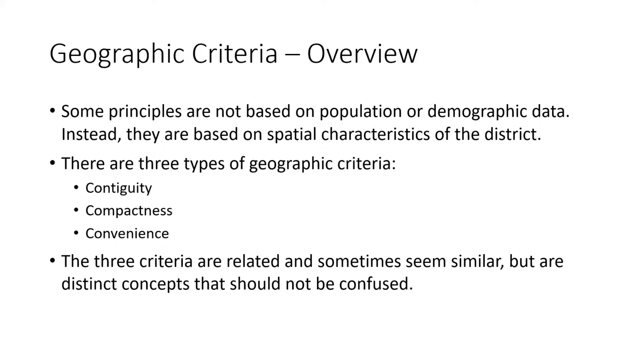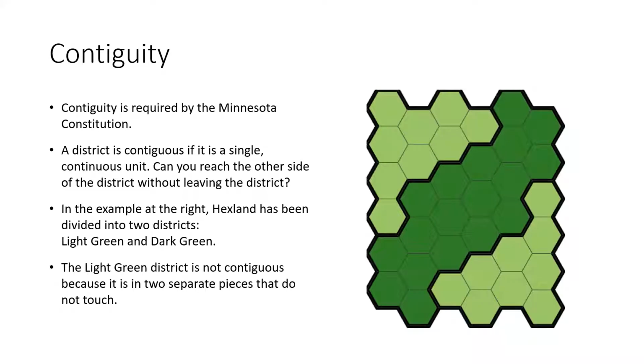There are three types of geographic criteria that I'm going to talk about: contiguity, compactness, and convenience. These three criteria are related and sometimes are seen as similar, but they're distinct concepts that should not be confused. I have seen some folks confuse them, so I am going to spend some time really clarifying the differences between them and showing different variations of maps so folks can get a really good, clear picture of the differences between them. So let's start with contiguity.